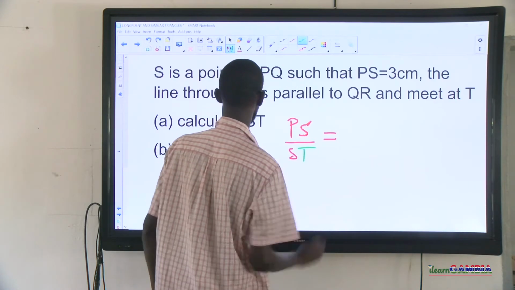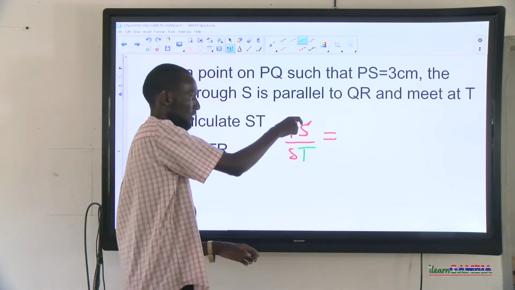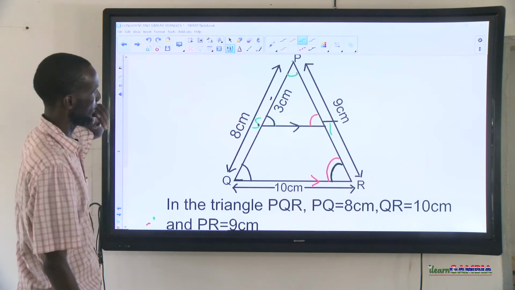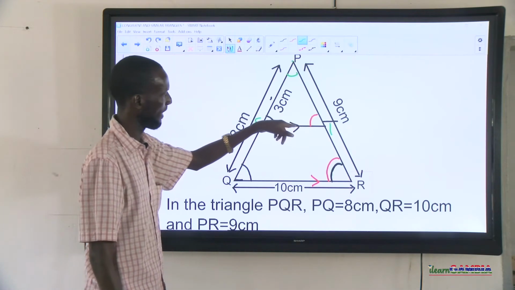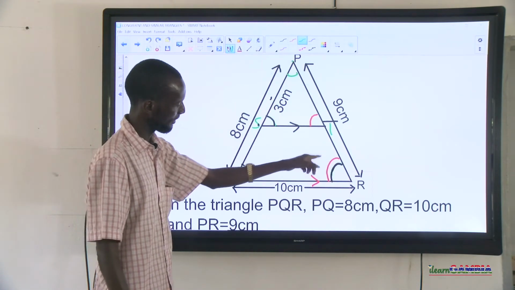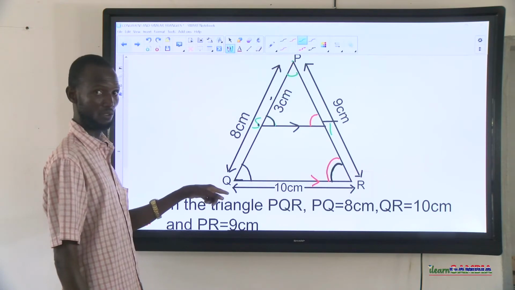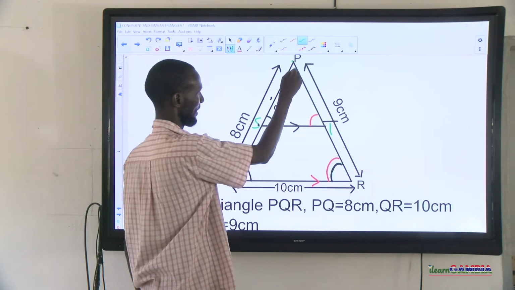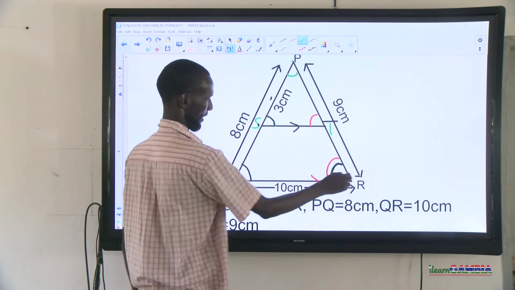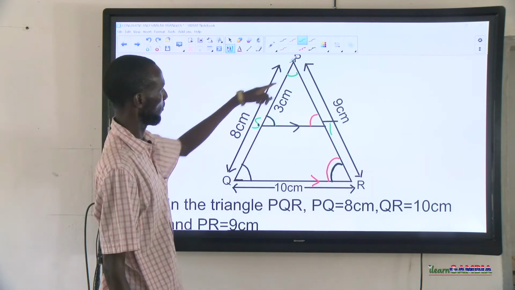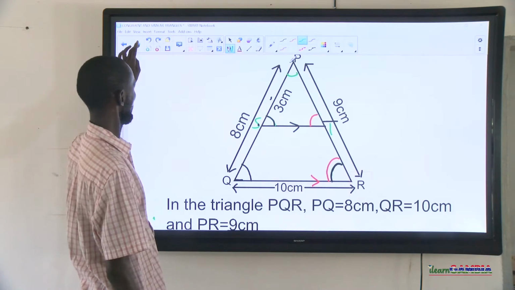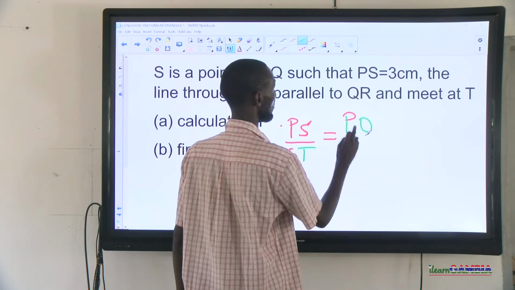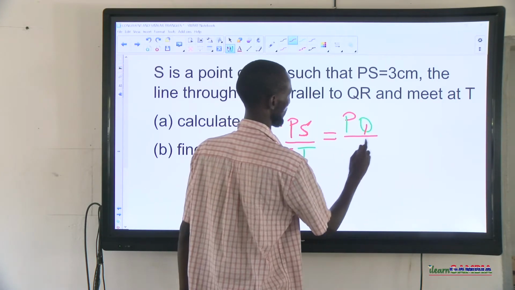We equate that to, now let's look at the big triangle and see which sides correspond to these two sides of the smaller triangle. PS was the side opposite the red angle here, and for the bigger one, the side opposite that same red angle is PQ. And then ST was the side opposite the green, which for the bigger triangle is QR. So you're going to have PQ over QR.